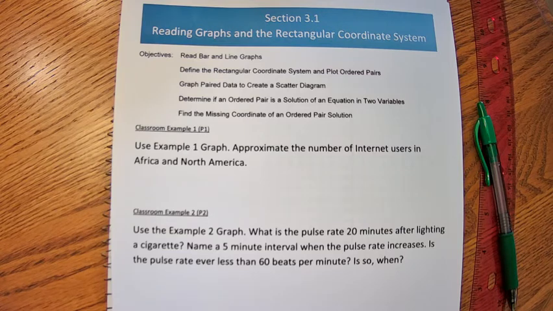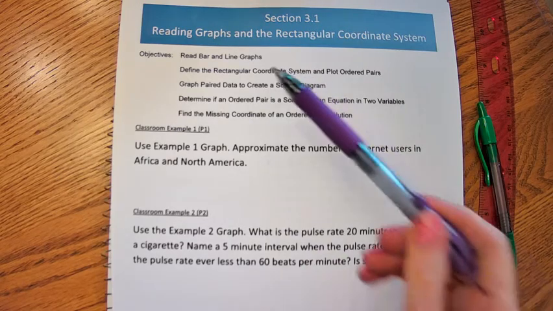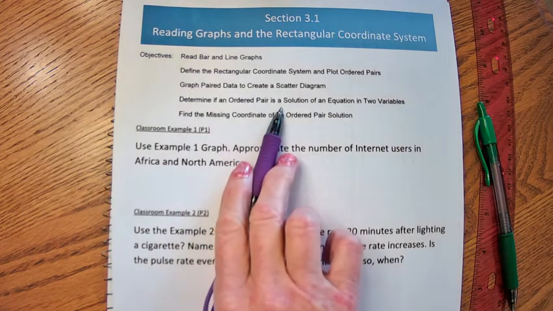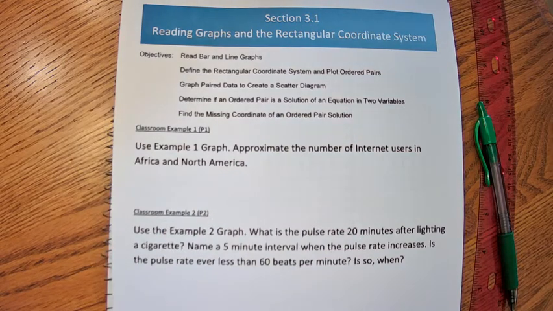Well, now we're going to start section 3, which is graphing linear equations. And especially section 3.1, we'll make sure that we can read bar and line graphs, and we'll look at what the rectangular coordinate system is and how to plot points on the system and how to plot various points so we create a scatter diagram. We'll also be able to determine if an ordered pair is a solution to an equation that has two variables, and then we'll be able to find the missing coordinate of an ordered pair.